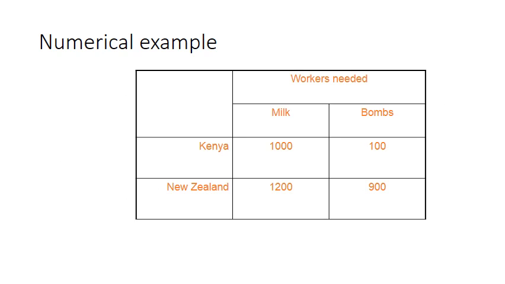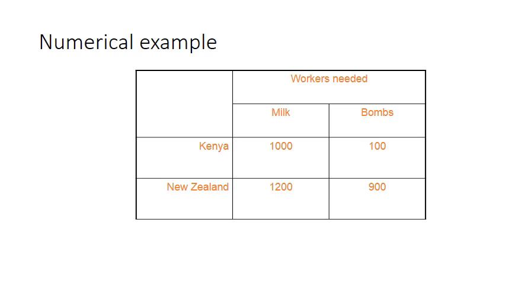One of the things that you need to do that's listed on the specification is be able to illustrate the difference between comparative and absolute advantage using a simple numerical example. And I think the easiest way to do so would be a table like this one. We have two countries, Kenya and New Zealand, and two different goods they're producing, milk and bombs. What the numbers in the table represent, so this 1,000 tells you that in Kenya they need 1,000 workers in order to produce 1 unit of milk, while they need just 100 workers to produce a unit of bombs.